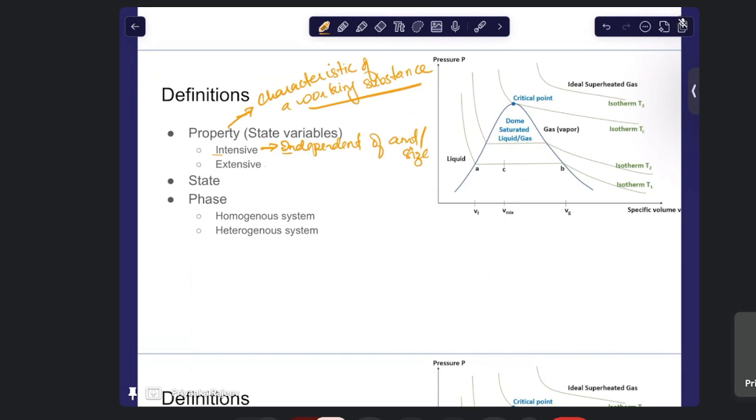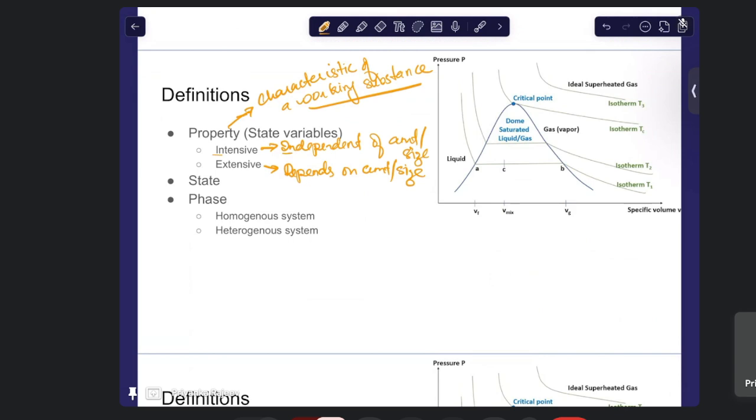Then you have extensive, that means it depends on the amount or size. For example, you have volume. Volume is an extensive property. Okay. So these are the examples of properties.